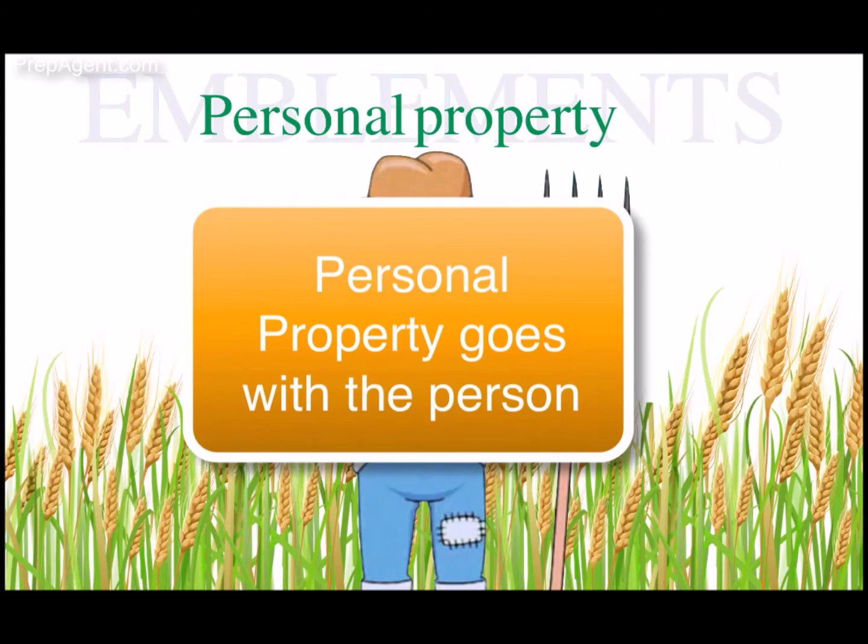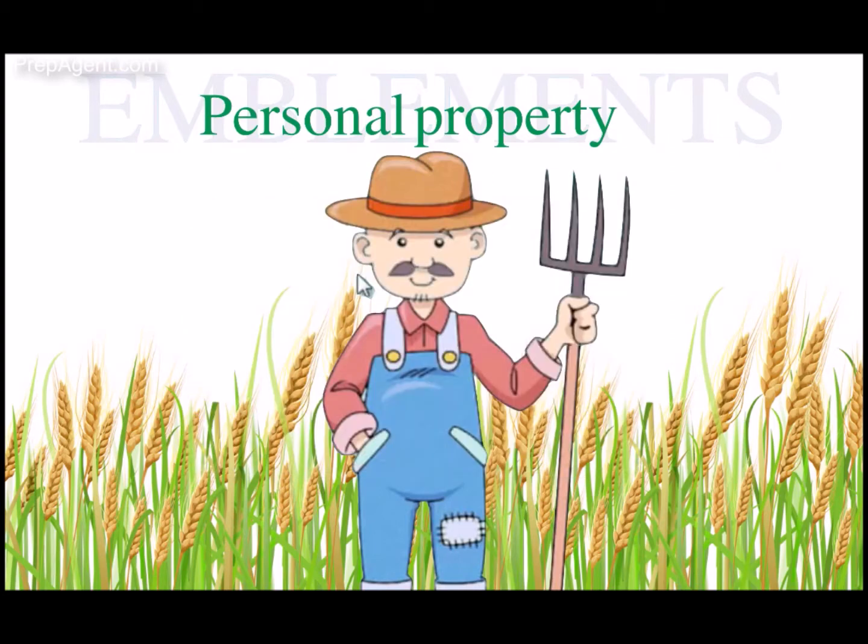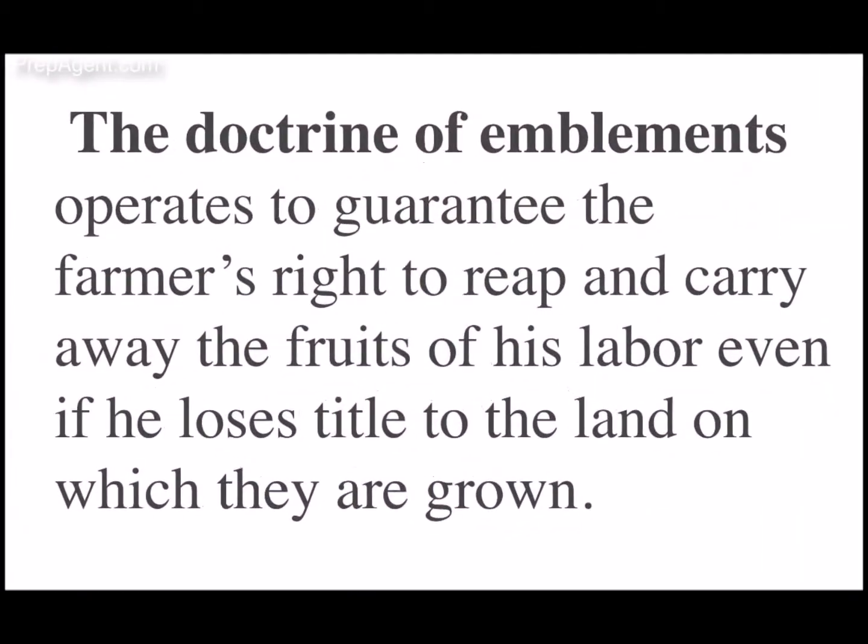This comes into play in the law of landlord-tenant or in the foreclosure of mortgages and other legal situations that place the rights of another party in contention with those of a farmer who has planted a crop yet to be harvested. In these situations, the doctrine of emblements operates to guarantee the farmer's rights to reap and carry away the fruits of his labor, even if he loses title to the land on which they are grown.